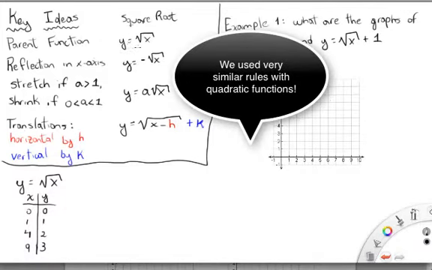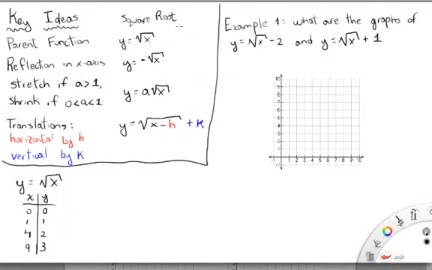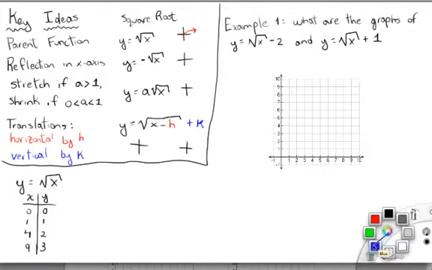If I add a negative, this is going to be something like this according to what we graphed, right? So if I add a negative, I'm going to have a reflection over the x-axis. That means that this is going to be reflected across the x-axis. And I'm going to have something like this.